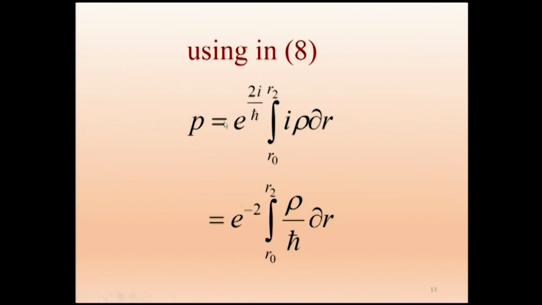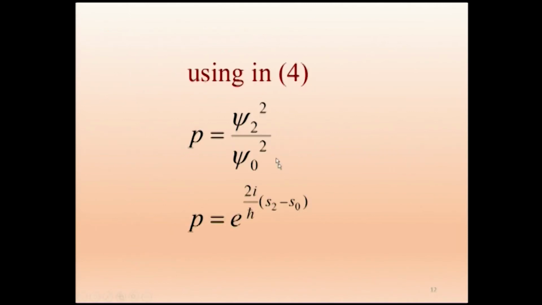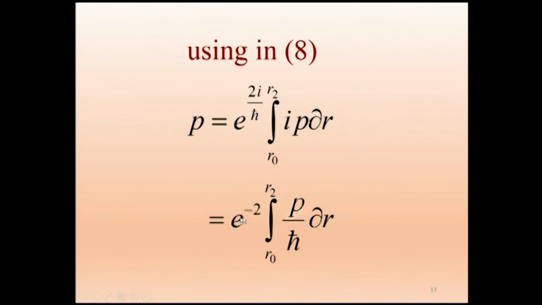Now, according to equation 8, S2 minus S0 is equal to IP dou R. In this S2 minus S0, I have to just substitute IP dou R. So I will be getting this quantity, e power minus 2 R0 to R2 P by H cross dou R. So we get this.